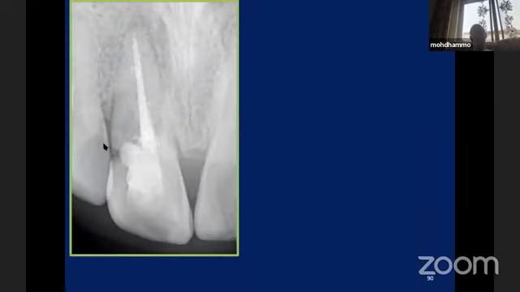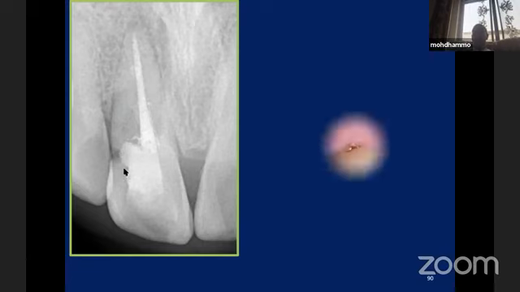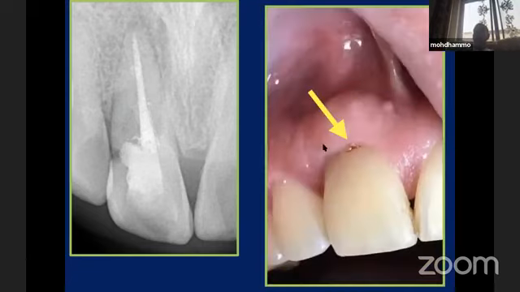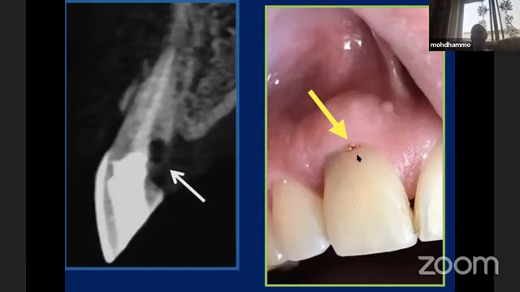Here, if you notice, in this two-dimension X-ray, we have this radiolucency. So if we want to know what's happening here, this is clinically, and you can see here the pink spot. And once I see this pink spot, it is a bad sign of cervical resorption. It means we have a resorption, and with the cone beam, you can see here a big resorptive defect.